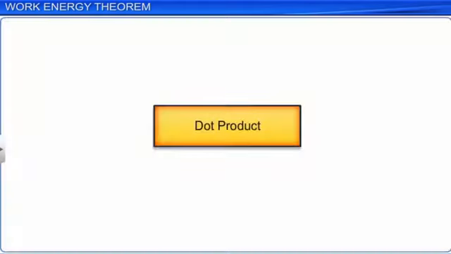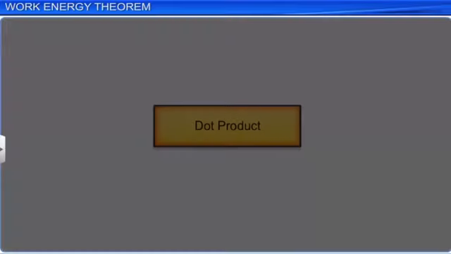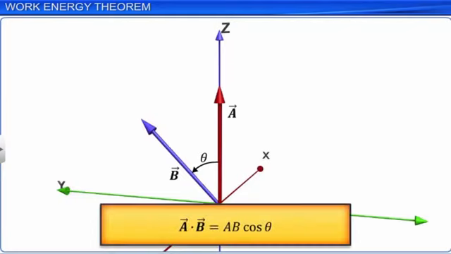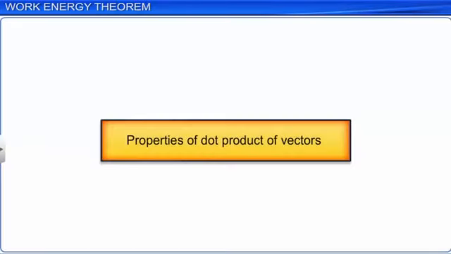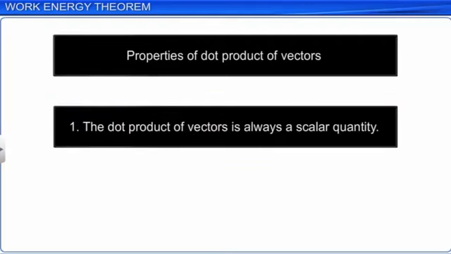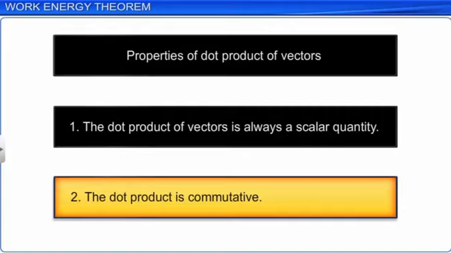Now let's understand dot product in detail. The dot product of two vectors A and B is equal to the product of the magnitude of the two vectors and cosine of the angle between the two vectors. The result of a dot product is always a scalar. Now, let's see some properties of the dot product of vectors. 1. The dot product of vectors is always a scalar quantity. 2. The dot product is commutative.